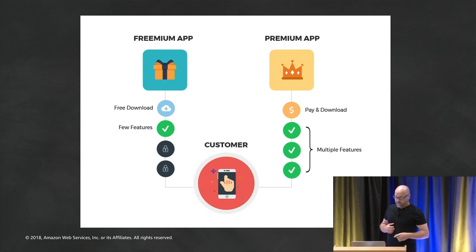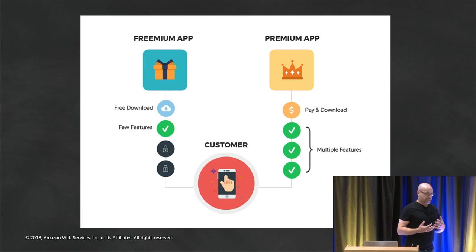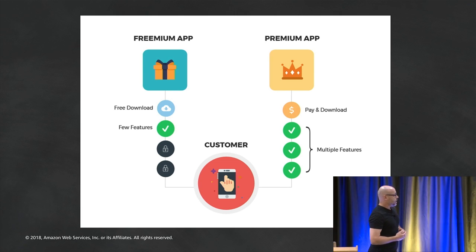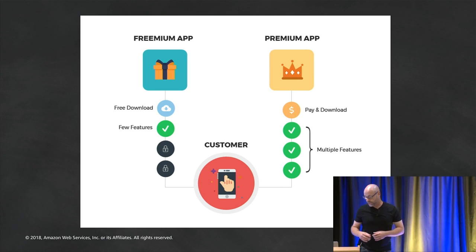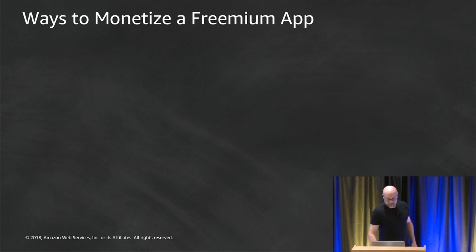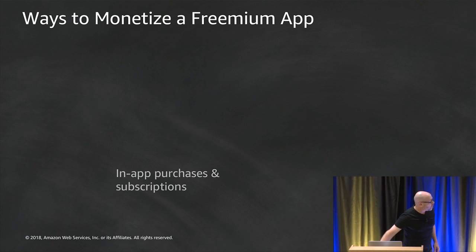So the freemium model, the base monetization way of developing, is download it for free, and then it's typically ad-driven. So you have ads displayed, video incentive ads, or you do an in-app purchase or subscription, which we'll talk about. So, ways to monetize freemium. That's out of order. In-app purchases and subscriptions.